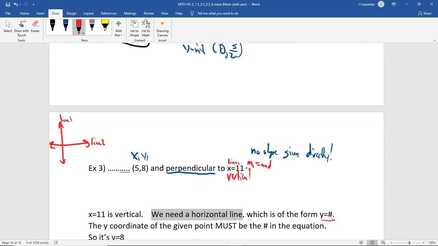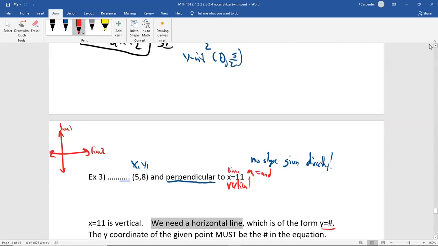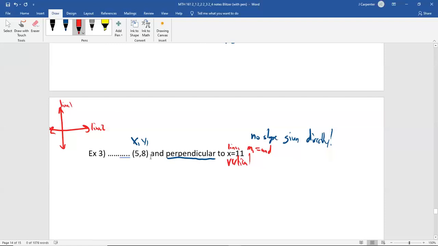Horizontal lines are of the form y equals a number. So whatever we're going to end up writing, it's going to be y equals 7, y equals 13, y equals -1,000,000, y equals 40, whatever it might be. That's it. There's not going to be any x's because horizontal lines are of the form y equals a number. And the number tells you how high it's going to be. So what you can actually do is graph the point, and that's where your horizontal line should be.